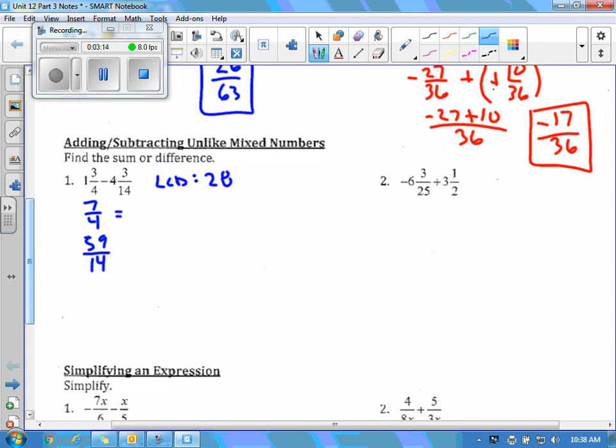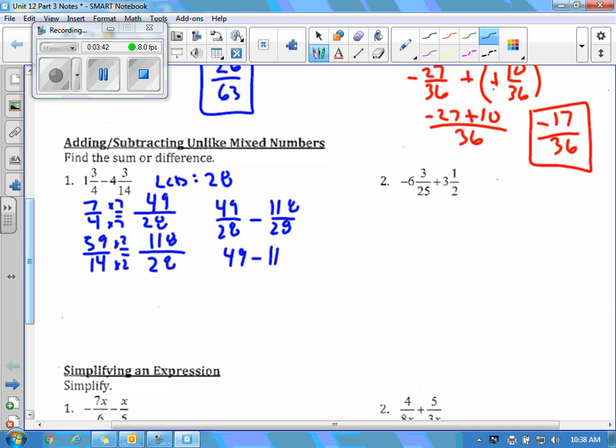To make 7 over 4 into something over 28, I need to multiply by 7. That's going to give me 49 over 28. And then to make 59 over 14 something over 28, I'm going to get 118 over 28. So now I can go ahead and subtract. I have 49 over 28 minus 118 over 28. In my numerator, I can do 49 minus 118, all over 28. If you want, you can rewrite that 49 plus negative 118, whatever is easier for you.